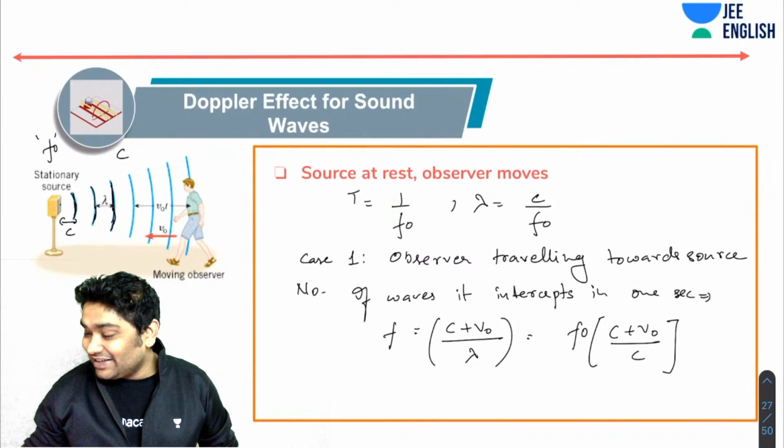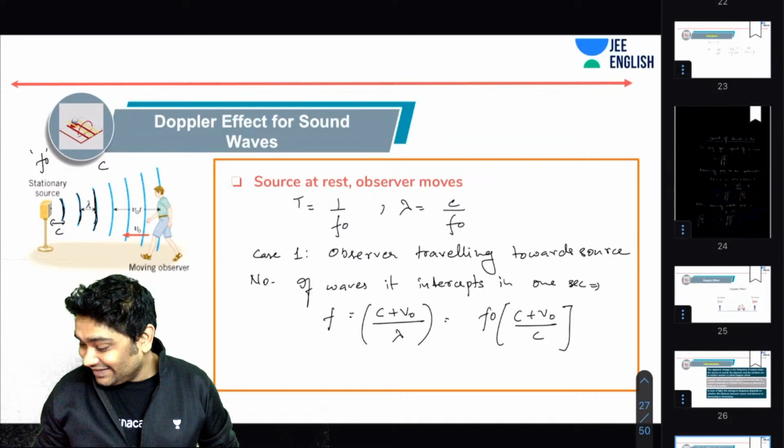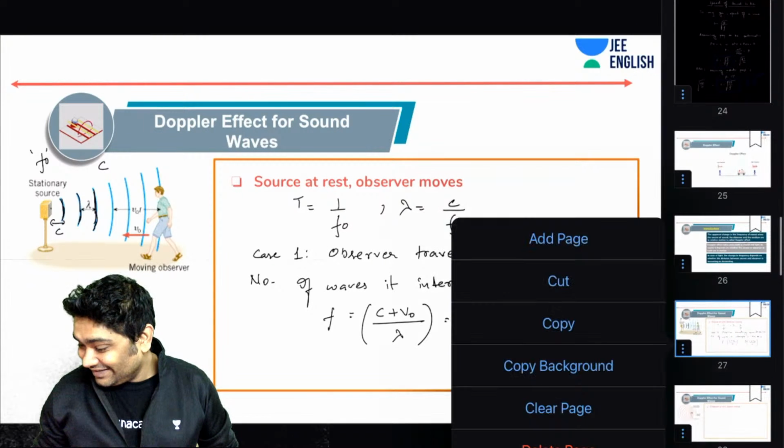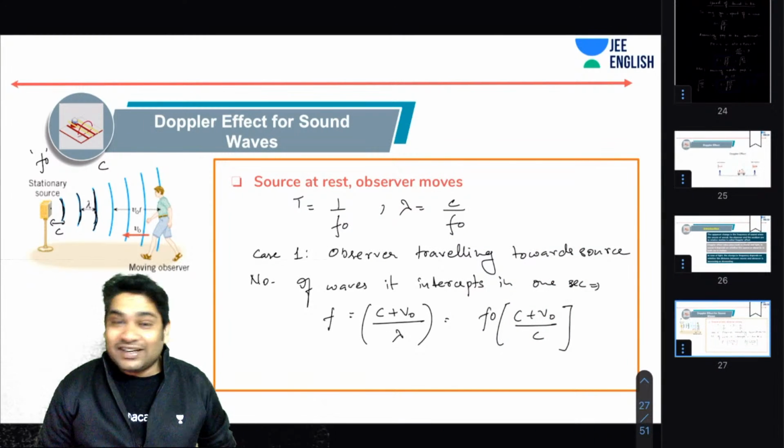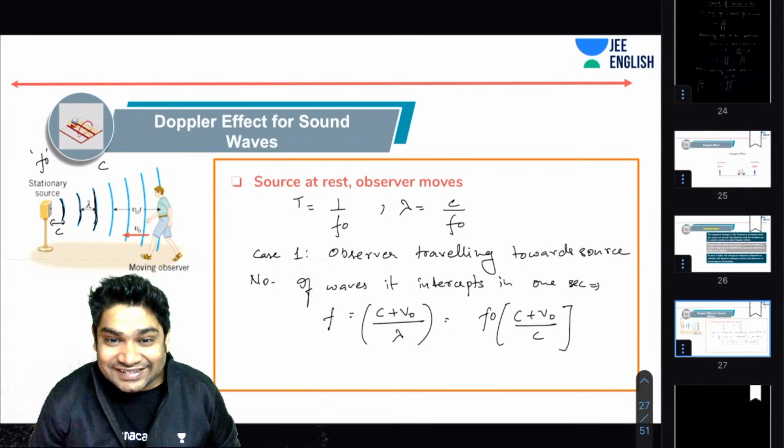Okay, now we will consider case 2 also. Case 2, if the observer is traveling away from the source.